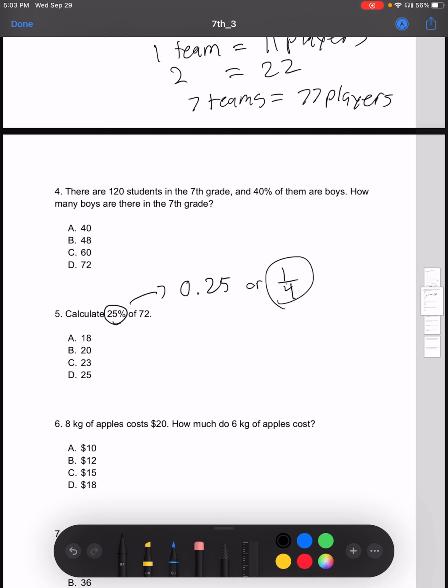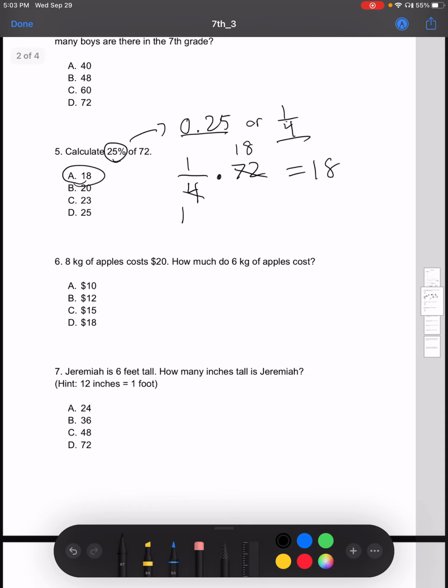I'm going to use the fraction form of 25% because it makes multiplying easy. We can multiply the fraction 1/4 by 72. We can cancel out the 4, and we get 18. So our answer would be A. Just remember that the decimal and the fraction both mean 25%.